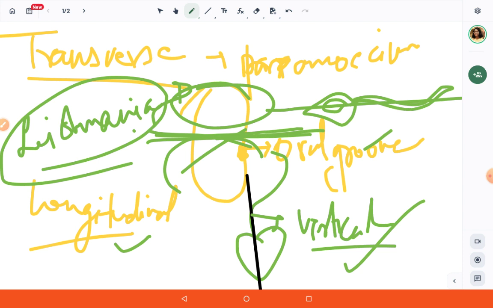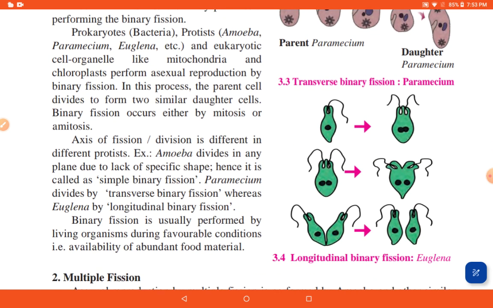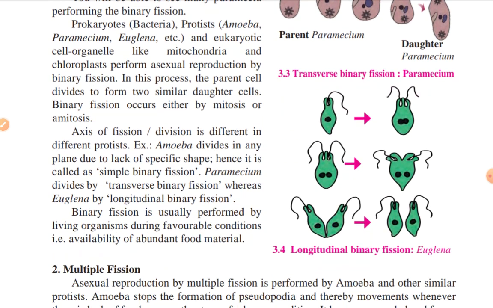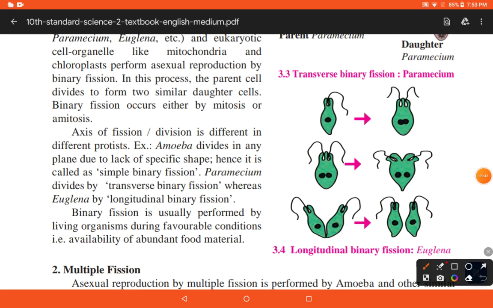Now let's just see what is given here. I'll read it off. Then we'll come to multiple fission. Now look here. It is saying that prokaryotes like bacteria, paramecium, euglena, and eukaryotic organelles like mitochondria and chloroplast perform asexual reproduction by binary fission. In these cells, the parent cell divides to form two similar daughter cells. Remember, similar daughter cells.